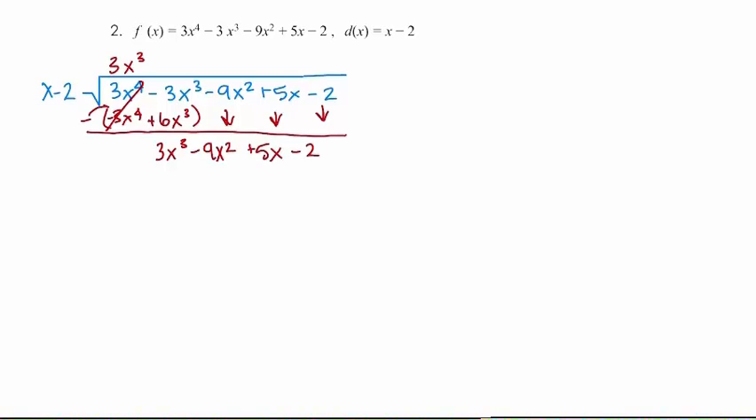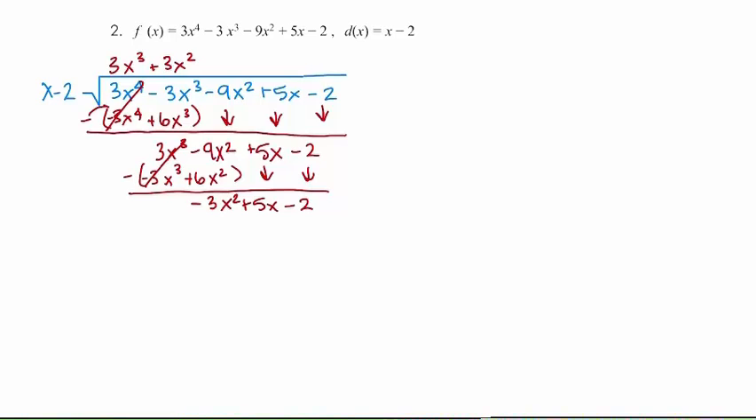Repeat the process. What do we have to multiply x by to get to 3x cubed? We need to multiply it by a positive 3x squared. Then you multiply that out, that'll get you 3x cubed. Negative 2 times positive 3 is negative 6, and then you have x cubed. Then we're going to distribute that negative sign out, and that'll get you negative 3x cubed and a positive 6x squared. These cancel out, negative 9 and positive 6 leaves you with negative 3x cubed. Drop down what you have left.